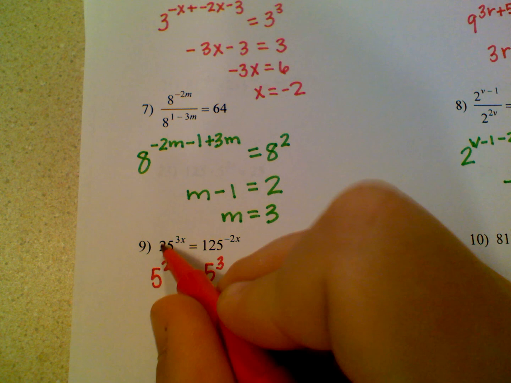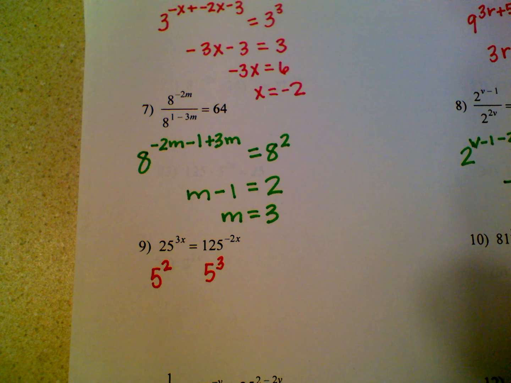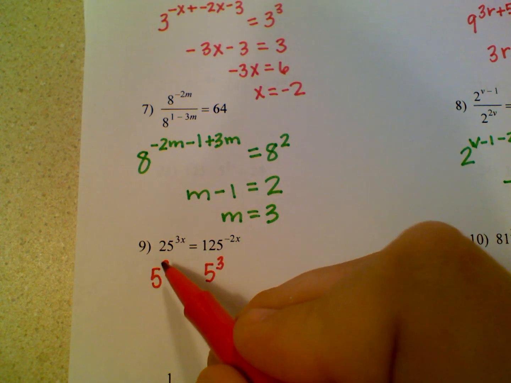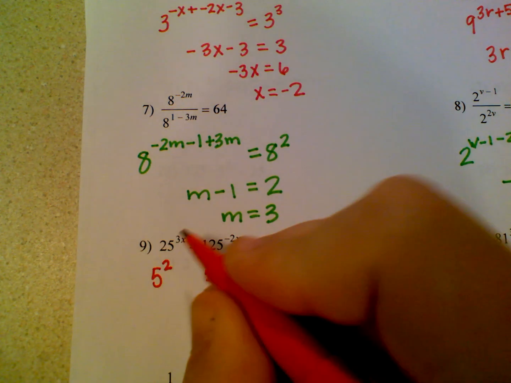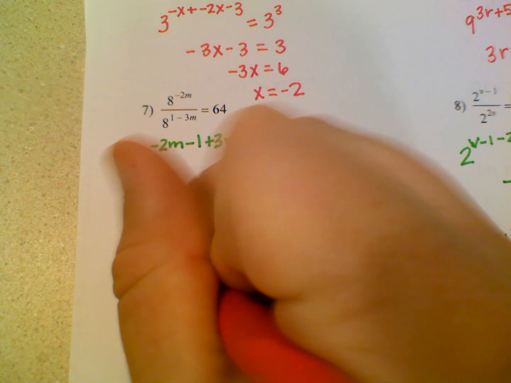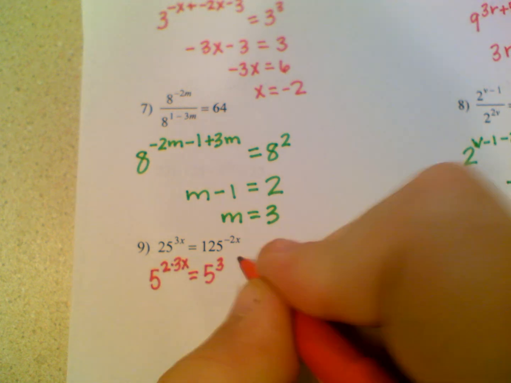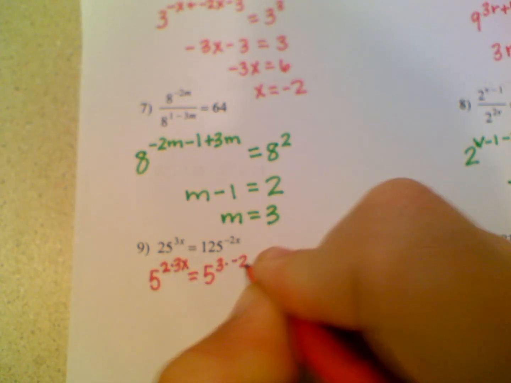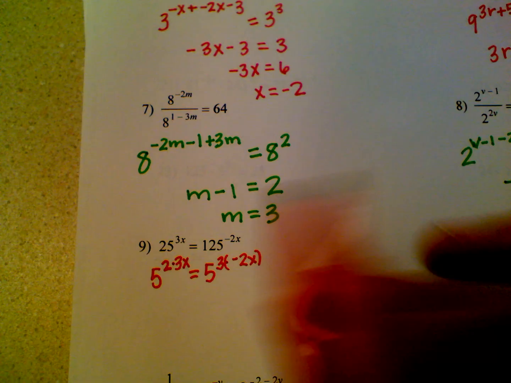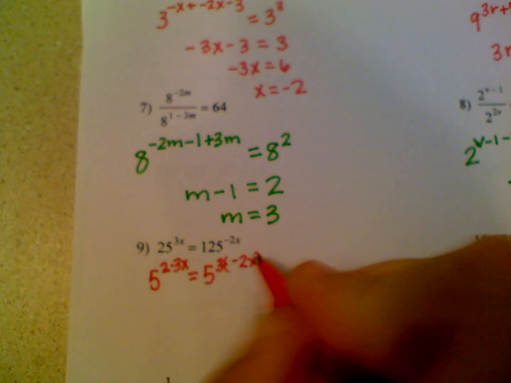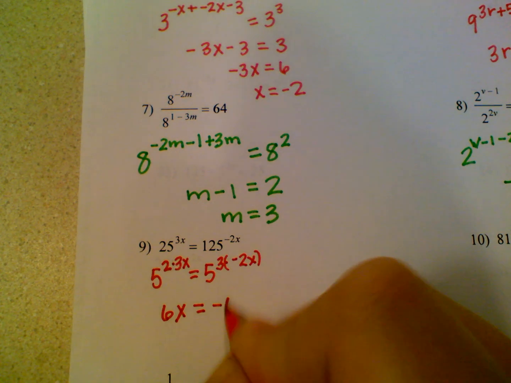So the question now is, if this 25 is 5 squared and I have another power of 3x, what do I do with the 3x and the square? Because now they're both in the exponent. And when you have a power being raised to a power, the rule is to multiply those two powers together. So on this side, it'll be 2 times 3x, and then on this side, it'll be 3 times a negative 2x. Put that one in parentheses. When you get a power raised to a power, you just multiply your powers, and now we have the same base. So we can go ahead and say this side, which is 6x, equals negative 6x.